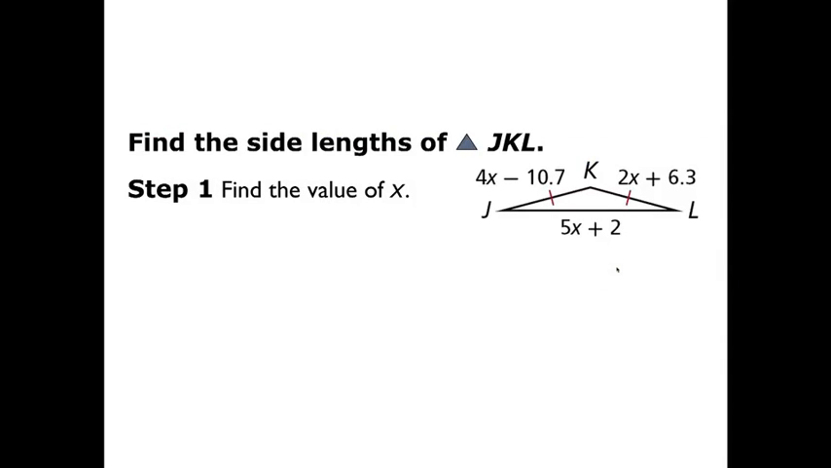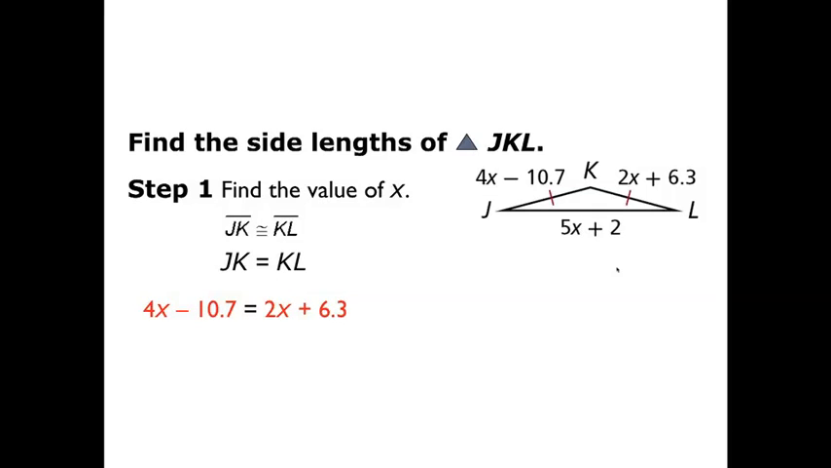Okay, so now let's use this idea. We're supposed to find the value of x. So I see the markings. I see that I have two sides that are congruent. So I want to find the side lengths. This is based on an isosceles triangle. I'll set those two sides, 4x minus 10.7, which is side JK, and the length 2x plus 6.3, representing side KL, equal to each other because those segments are congruent.